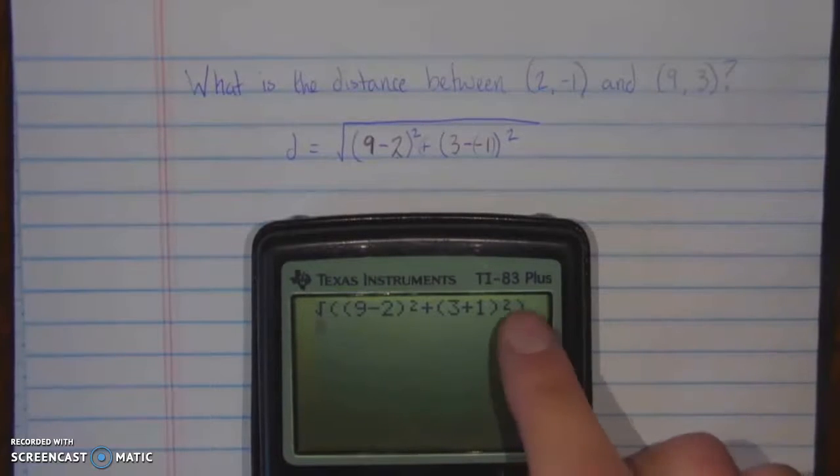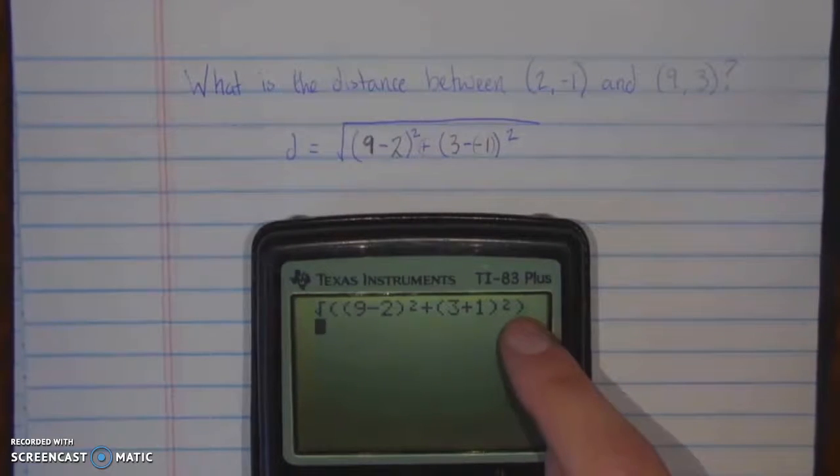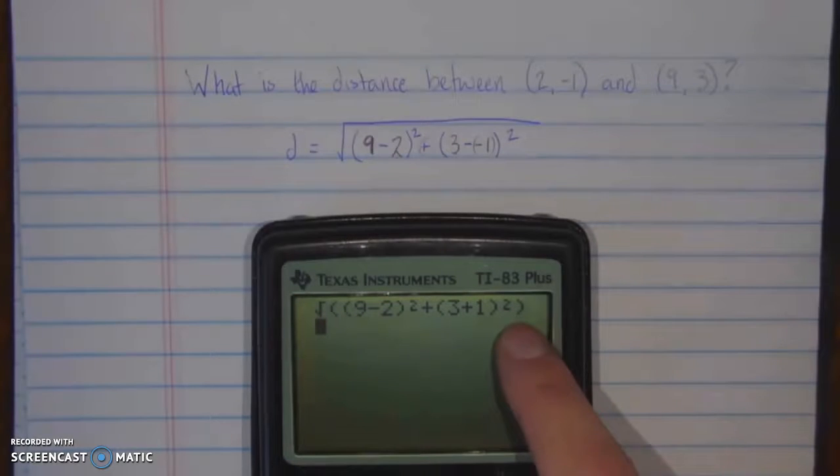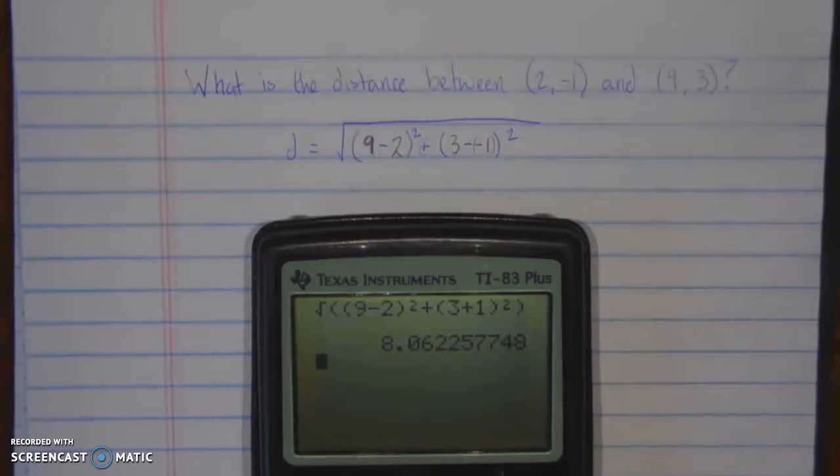Close your second parenthesis. Now, this won't actually get it wrong if you forget to close that parenthesis. This is just telling the calculator that we've hit the end of the square root, but it's nice to have it in there. And that should give you an answer of 8.062.